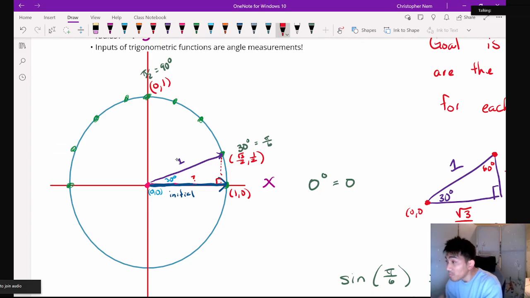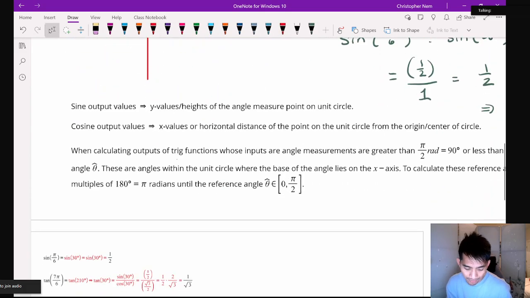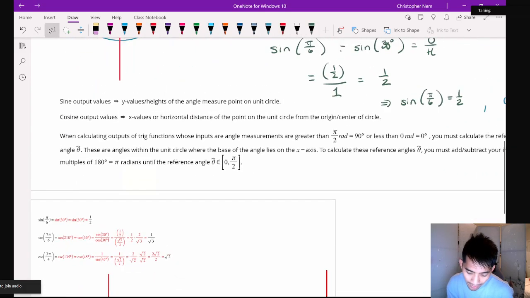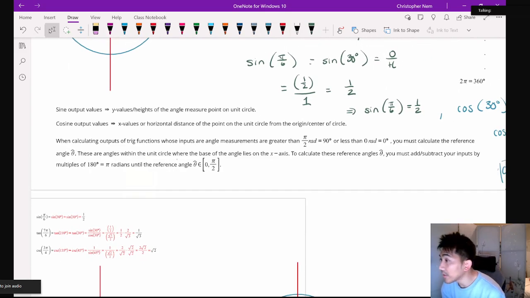Now, any angle measurement that we work with that is past 90 degrees or pi halves, when you construct your circles, you have to construct something called a reference angle. What is a reference angle? It says over here, these are angles in the unit circle where the base of the angle lies on the x-axis. To calculate these reference angles, I'm going to call it theta with a hat.